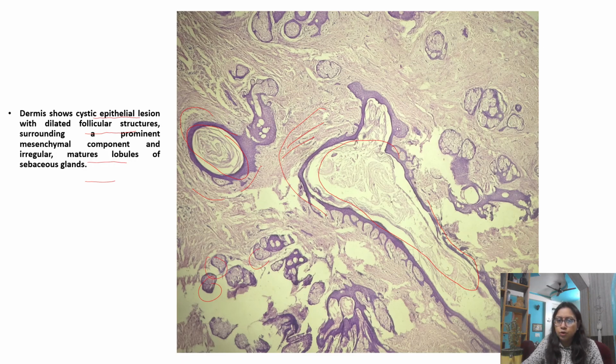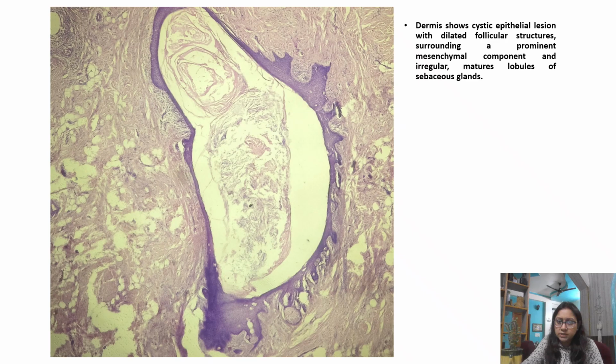All those are sebaceous glands. Here also we are seeing units here, here, and here. In between you have dilated follicular structures. Here you can see a dilated follicular structure, and here it is a huge dilated follicular structure. Surrounding it you see a prominent thickened area just adjacent to the cystic lesion, a thick mesenchymal component and irregular mature sebaceous lobules.